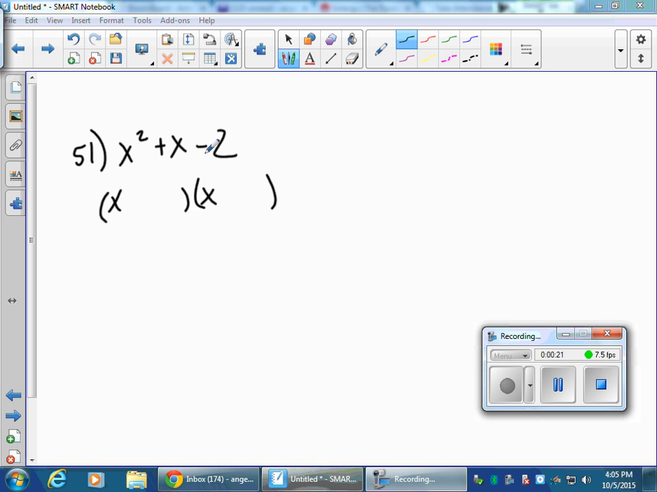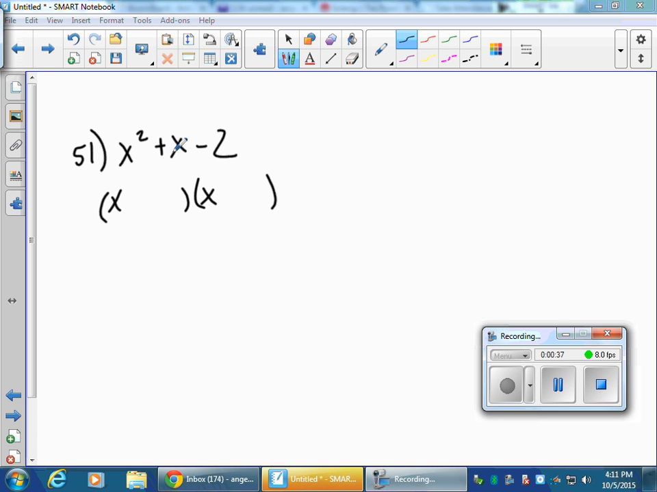For these two, I need two numbers that multiply to give me negative 2 and add up to a positive 1. So we're looking for two things that multiply to give me a negative 2, that's this last number, and add up to give me a positive 1. There's not a 1 written there, but it's understood.